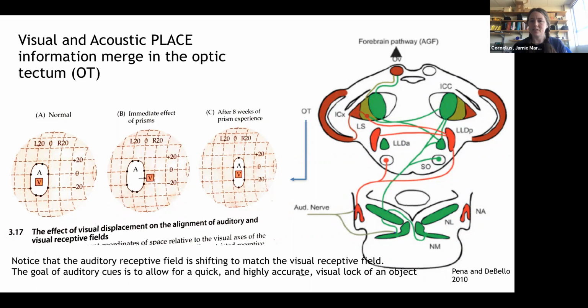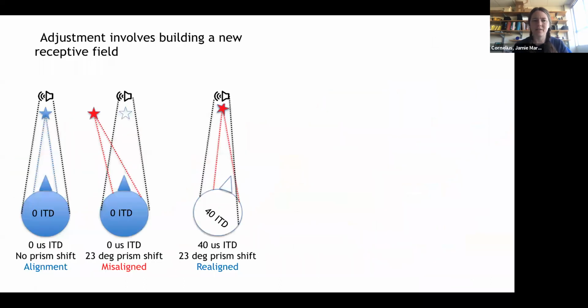Okay, so the acoustic map somehow shifts. If we look at another example, this little drawing I drew, you start on the left, and if you have a sound directly in front of the bird, then you have a 0 interaural timing difference. And you have no prism shift, and so you have alignment between where the sound originates and the visual cues at that place. So let's say that's a bell. So you see a bell.